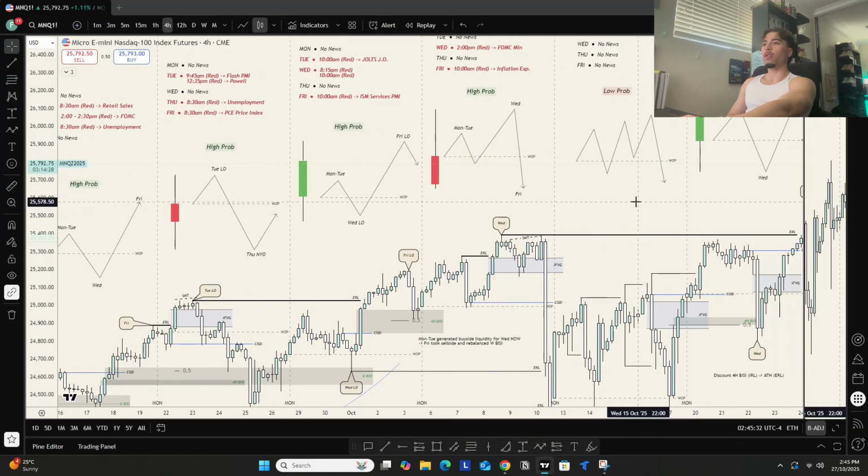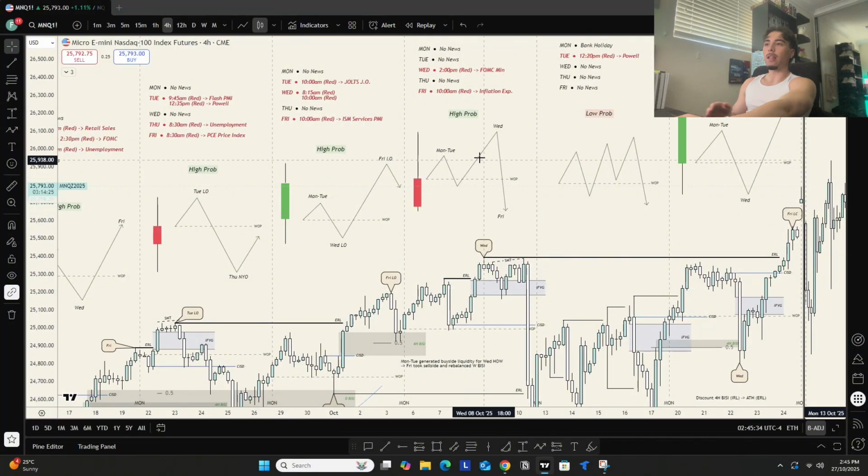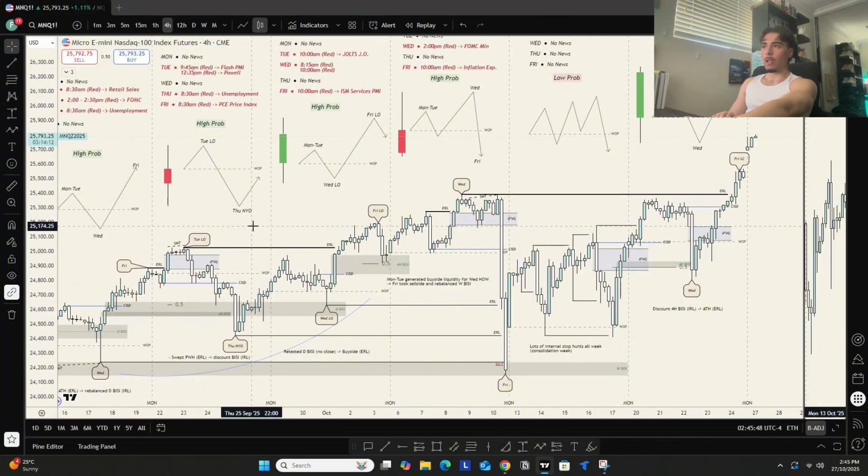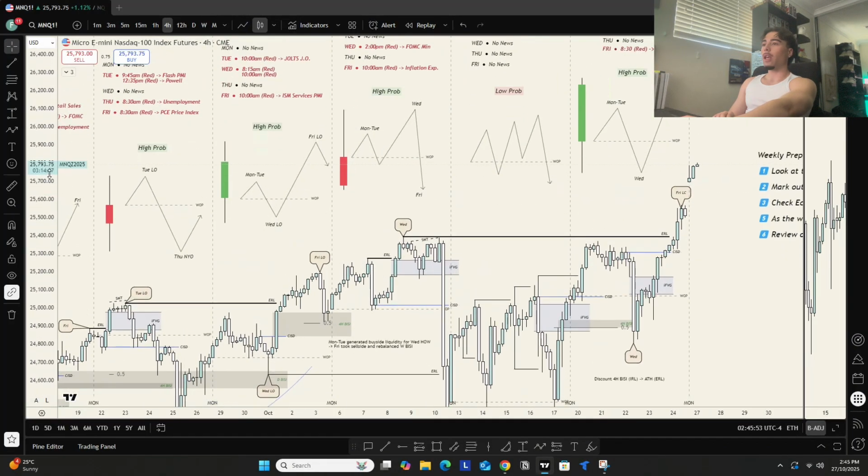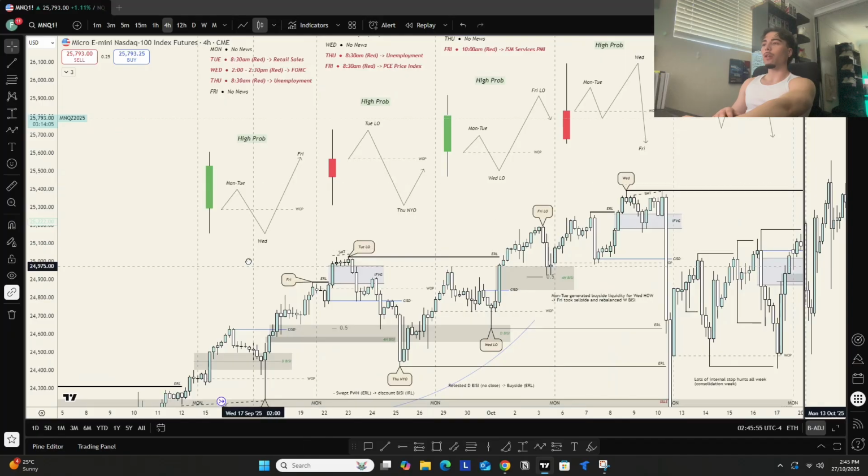Now, on the higher probability days, you can see that there is structure to it and there's clear expansion into targets. So yeah, that's pretty much it, guys. If you need to rewatch this, you can do as many times as you need to take the notes.